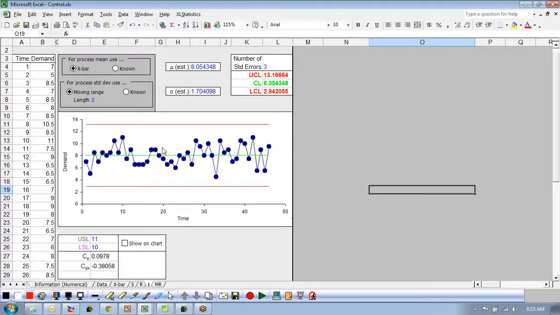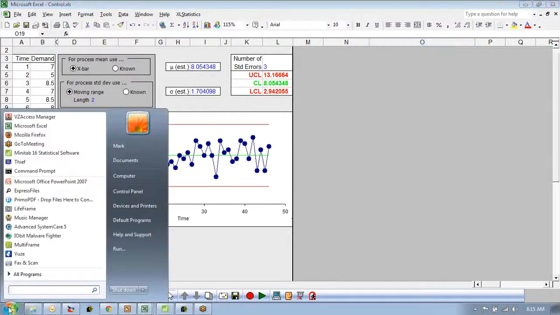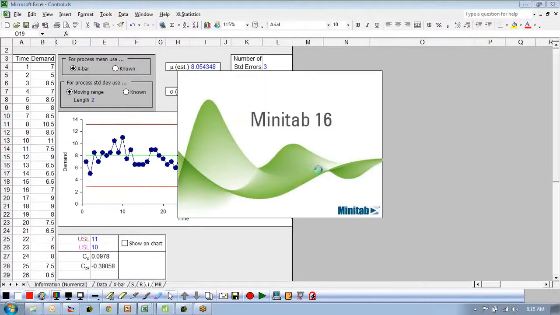If you have a problem with this process and you need to shift it, that's a project. You can't simply look to single data points and figure out what you need to be doing. Okay? This is a stable process. Now I do want to do it in Minitab very quickly. We'll do the same thing in Minitab, just to show you where it is.